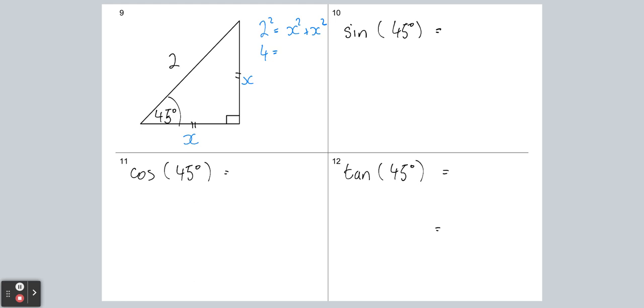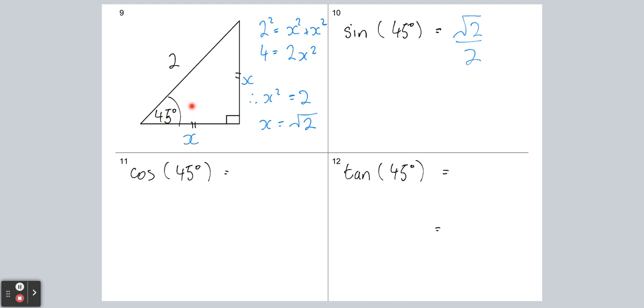That gives me 4 is equal to, these are like terms, so it's just 2x squared. Therefore, x squared is equal to 2 by dividing both sides by 2, and x is equal to the square root of 2. That's the exact value instead of the approximate decimal. So we've got side length of root 2. That makes sine of 45 degrees opposite over hypotenuse. So that will be root 2 on 2.